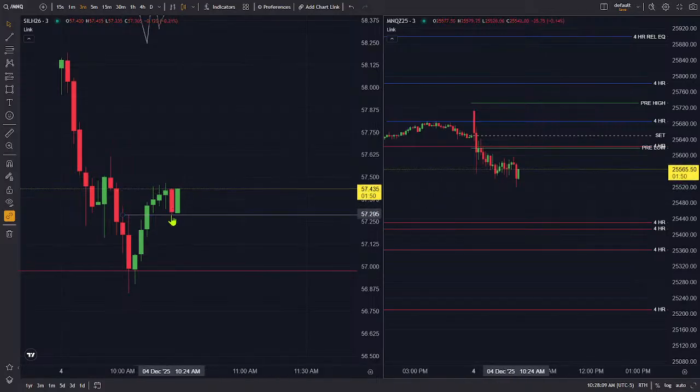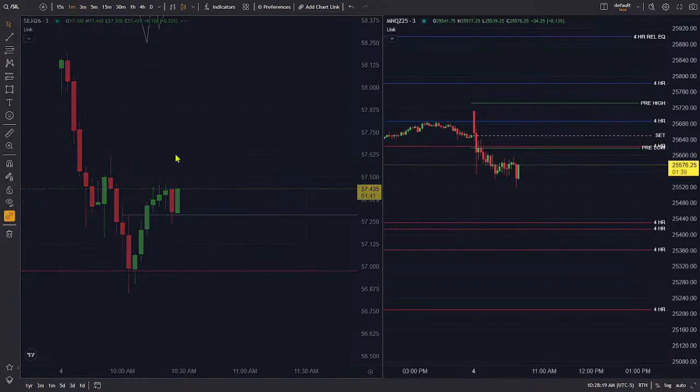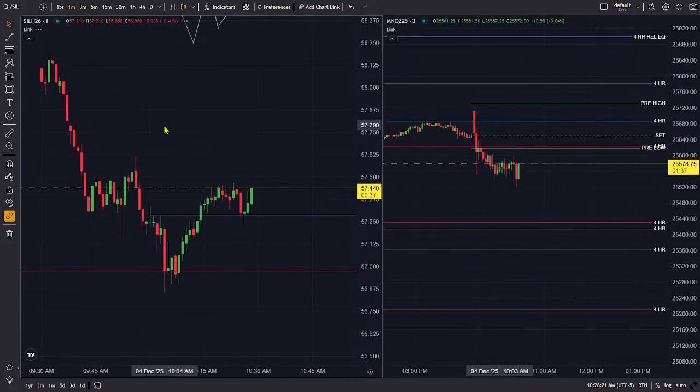So that might be our push down there. And now we're going to run this liquidity. If it is, I missed my opportunity. So we did come down to the breaker and we did respect it.